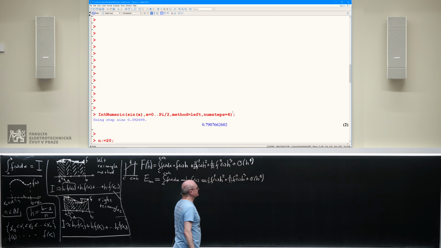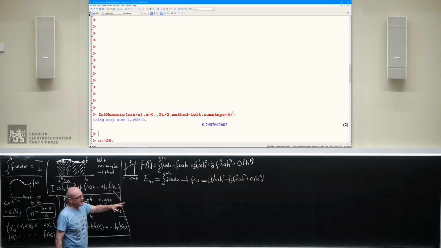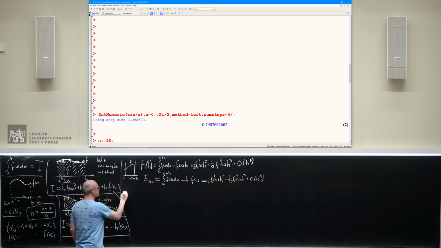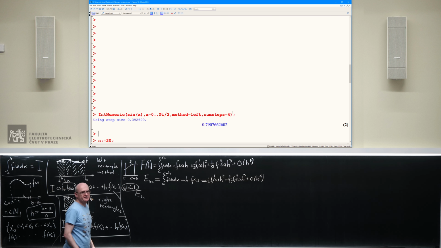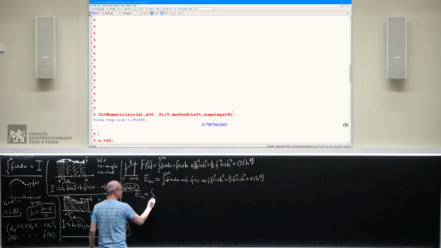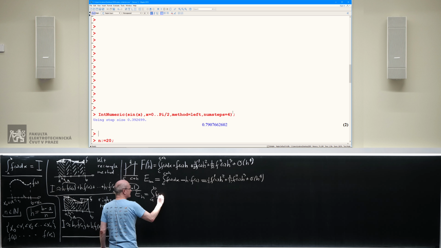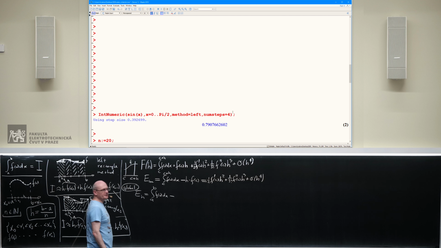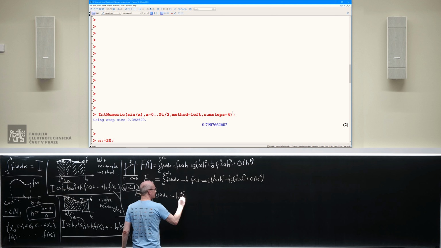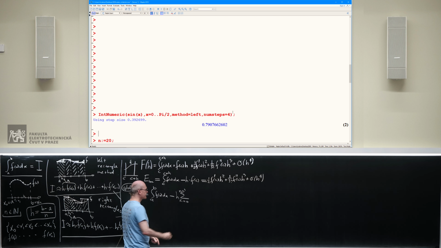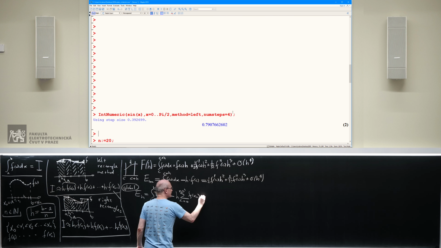I'm going to simplify in a while, but let's leave it like that and pass to global error, because that's what's important. So the global error depends on the step size, and it's the actual integral that we are trying to figure out minus the method that we use, which is the method of left rectangles. And for that, we have this nice compact summation formula: the summation from 0 to n minus 1 of h f(xk).